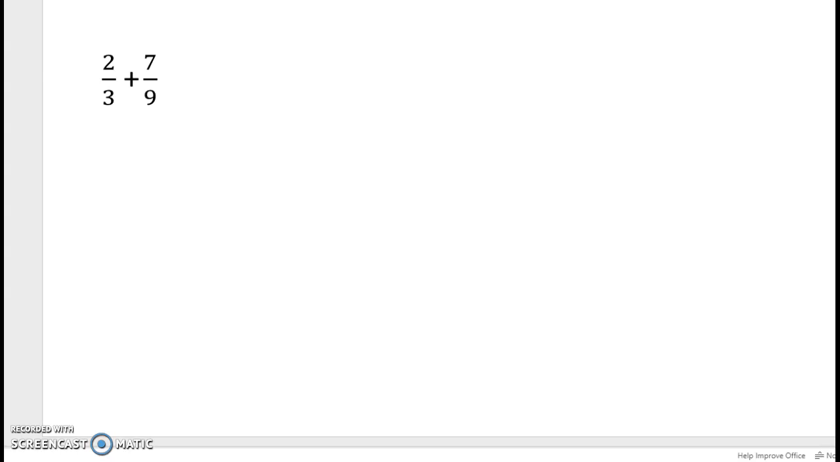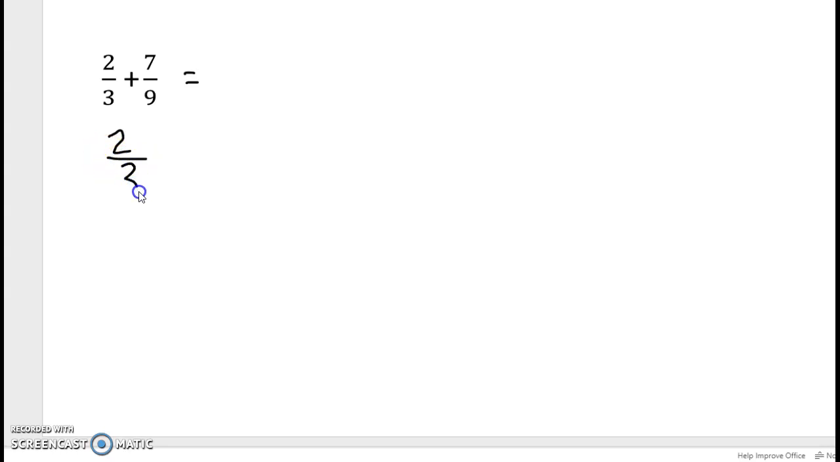Okay, let's put those skills to practice. Let's say we are adding together 2/3 and 7/9. Well, I cannot add them together as they are because their denominators are different. So I will need to create equivalent fractions and find a common denominator.